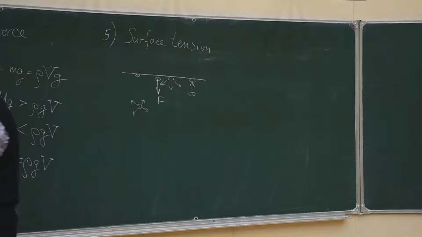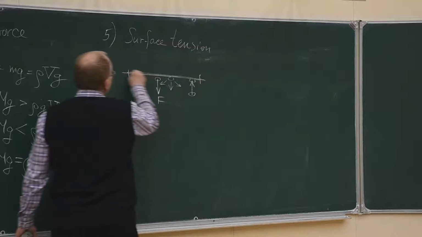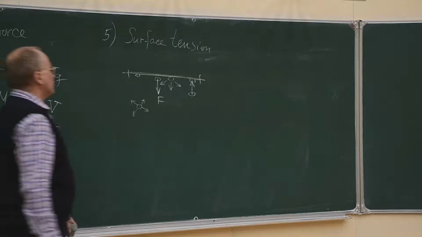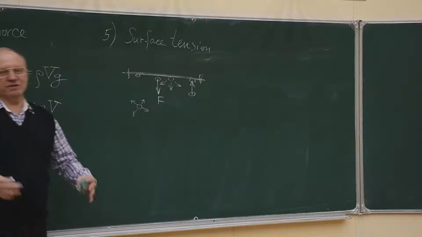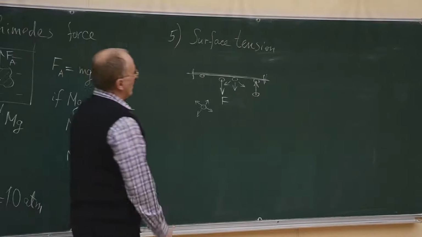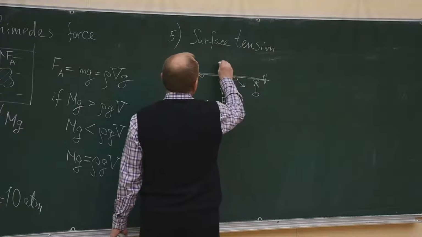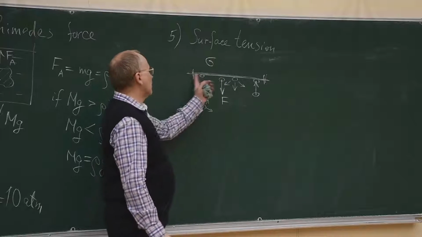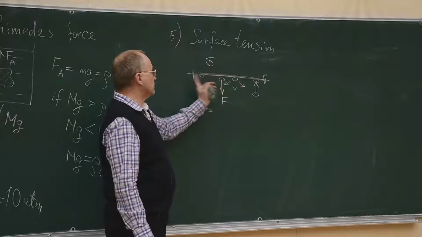And that means that in order to create some surface on the liquid, you have to perform some work. It means that there is some surface energy inherent to this liquid, and every type of liquid has its own surface energy. This surface energy is usually denoted by a letter sigma. Sigma is, by definition, the energy of a unit area of the liquid surface. The energy of the unit area.